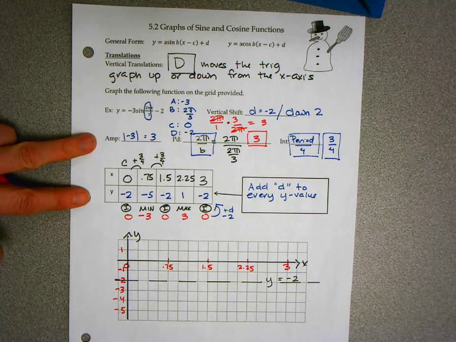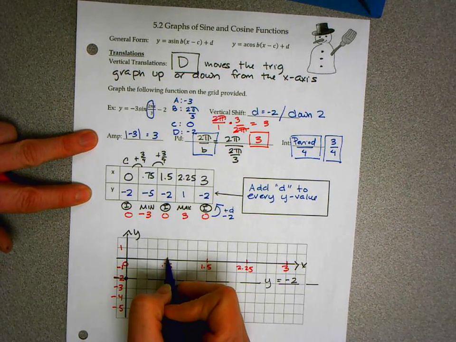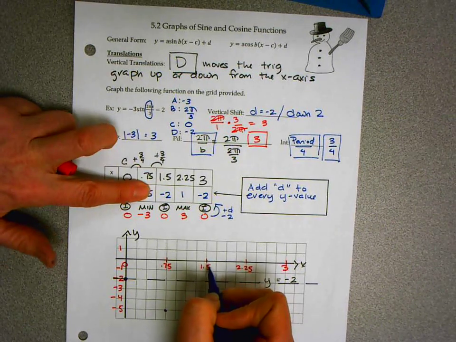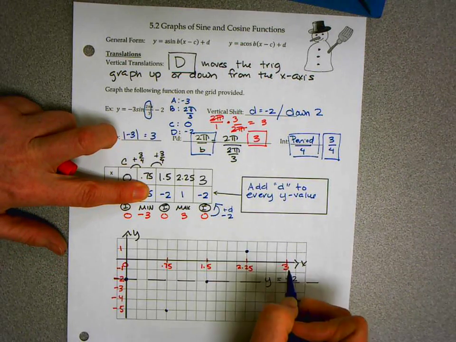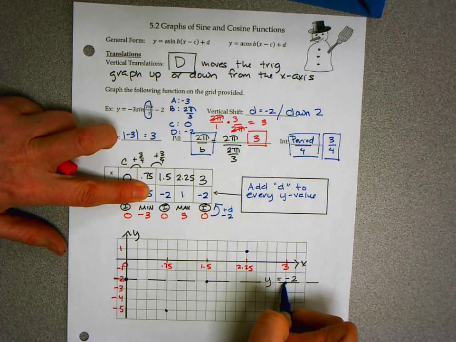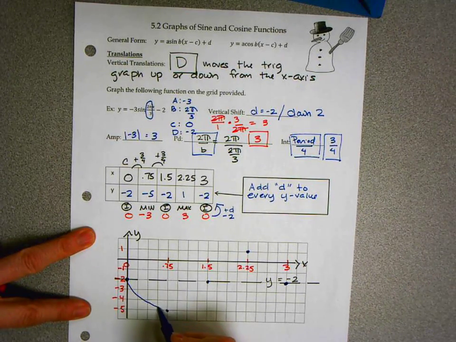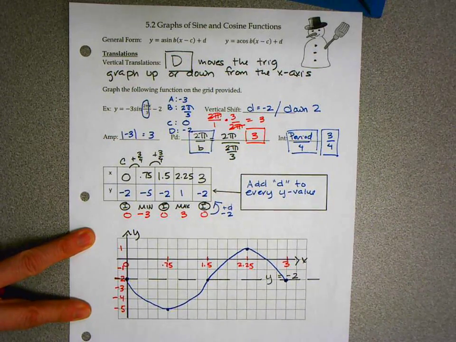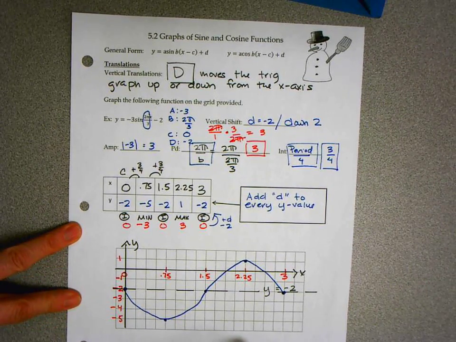Now we're going to graph our points. 0, -2, first point. 0.75, -5, all the way down here. 1.5, -2. 2.25, y is 1. X is 3, y is -2. So I've just taken my points and plotted them. Now I'm going to connect with a smooth curve. Whoops. There we go. Pretty good. Okay? And that's all there is to graphing with a vertical shift.